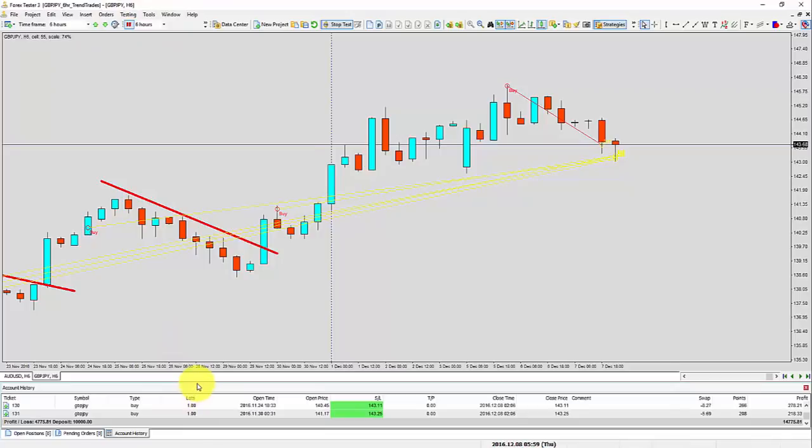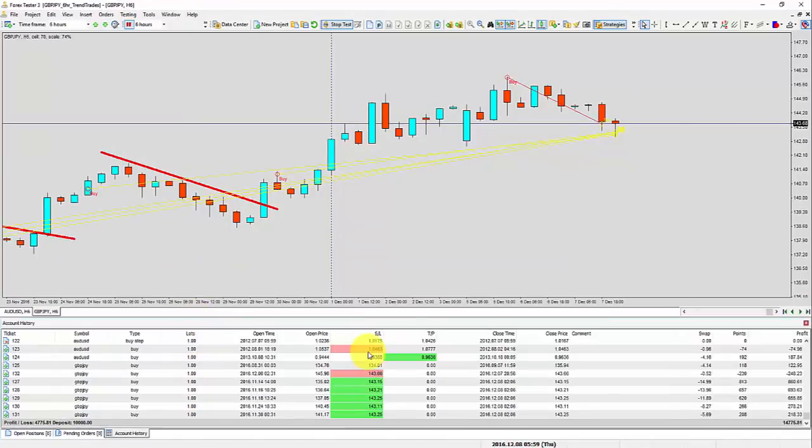Let's see here. So we got 1, 2, 3, 4, 5, 6. So 5 out of 6. Looks like we made 1,400, 1,500 minus 200. So about 1,200 pips or so on that one.